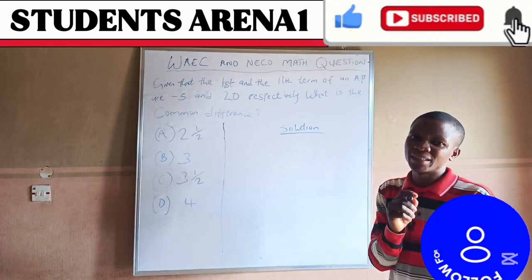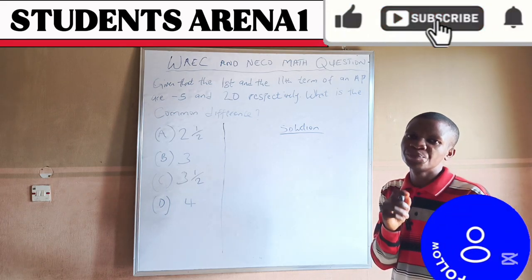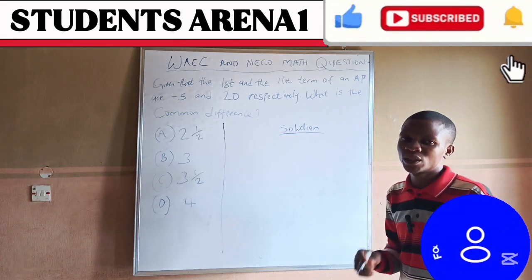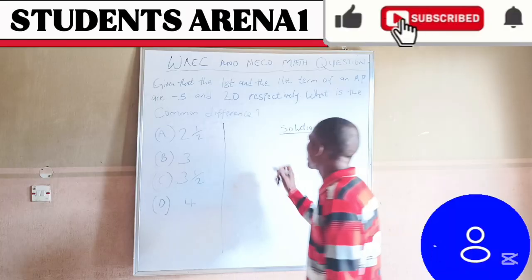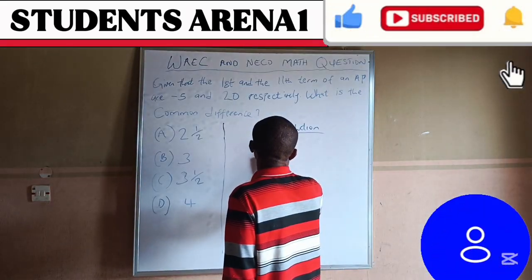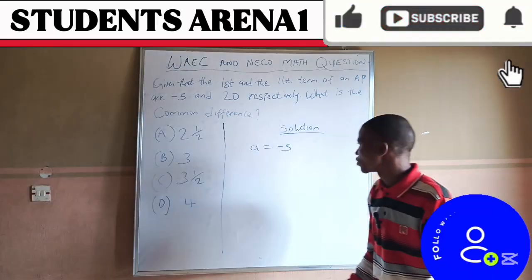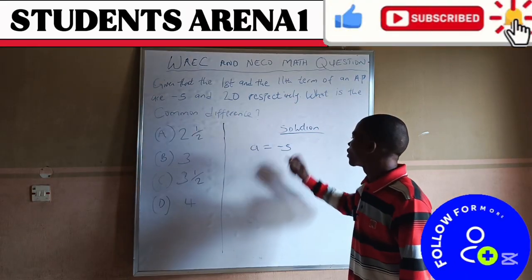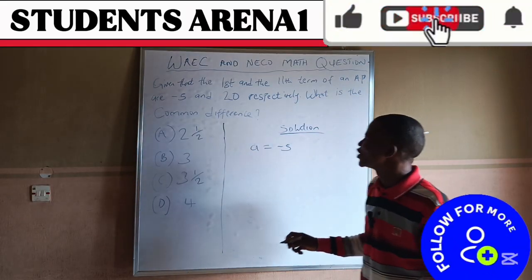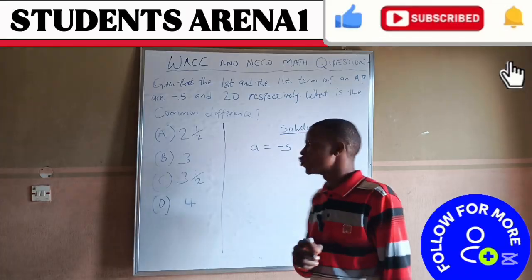Always bear this in mind. The first term of an AP is always represented with A. Then you can now say A equals -5, based on what is given in the question. A equals -5. And then we are also told that the 11th term equals 20.